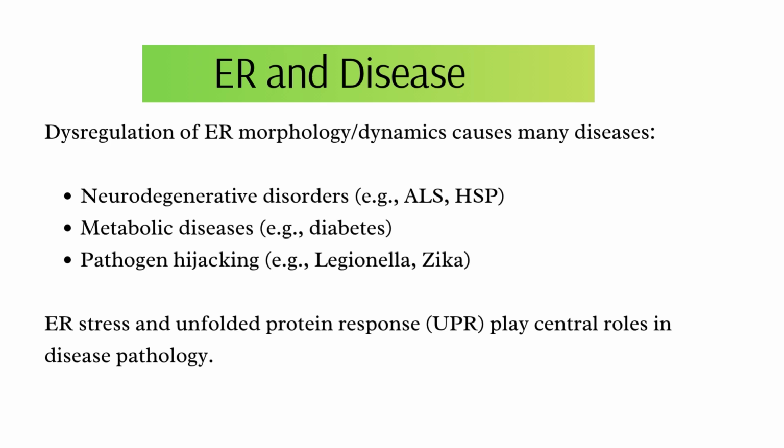Some pathogens, including bacteria like Legionella or viruses like Zika, hijack the ER to support their replication, further damaging the cell. Central to many of these diseases is ER stress, when the ER is overwhelmed by misfolded proteins. This activates a protective mechanism called the unfolded protein response or UPR. While UPR tries to restore normal function, prolonged ER stress and UPR activation can also contribute directly to disease progression.